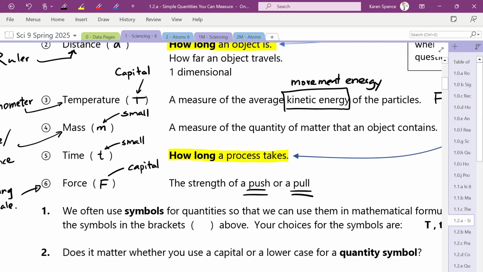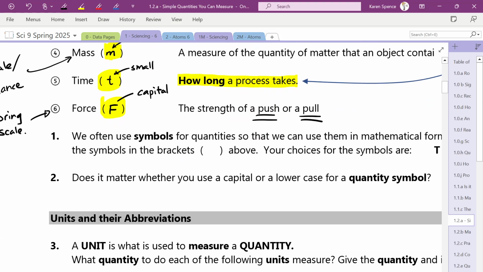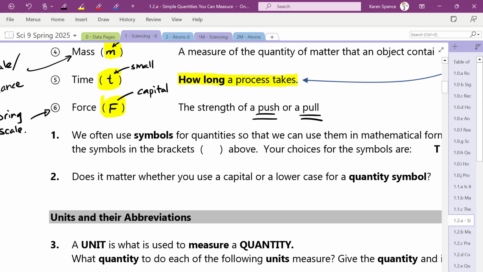We often use symbols for quantities. Okay, and those are the ones in the brackets here. So these are our symbols. You are going to be responsible for learning these symbols, but don't worry, I've got lots of practice for you to do that. Okay? Does it matter whether you use a capital or a lowercase? Yes, very good.